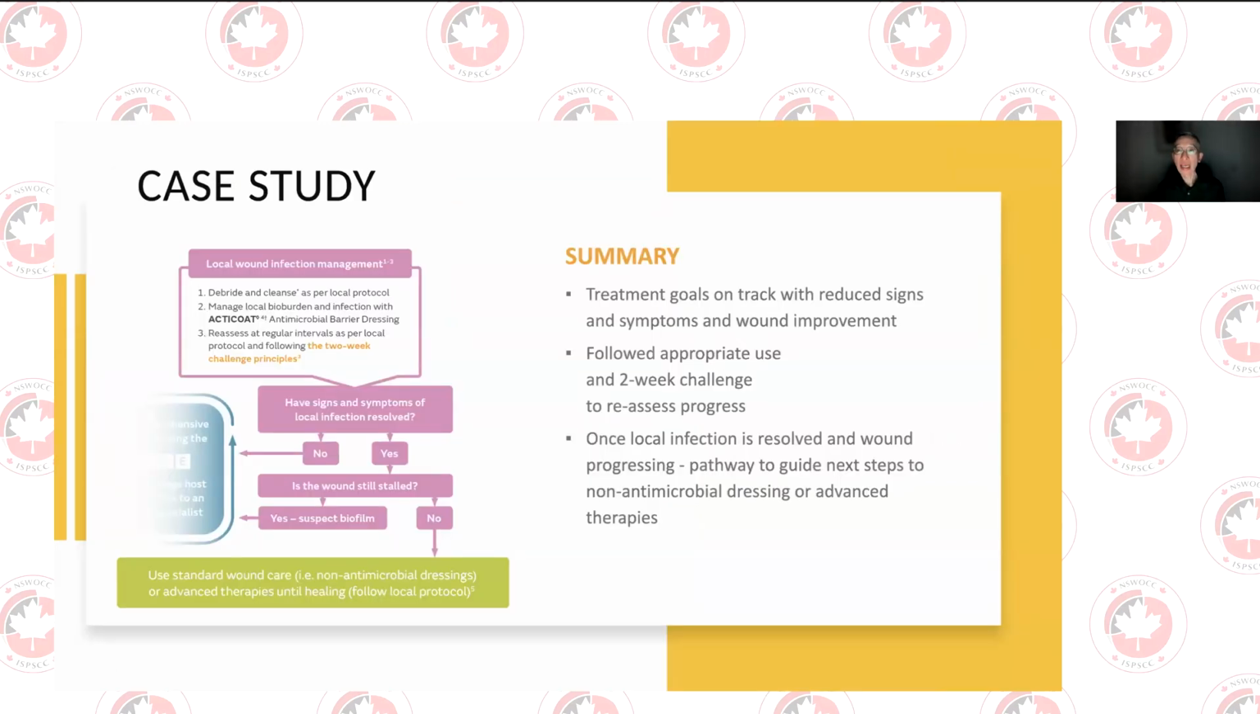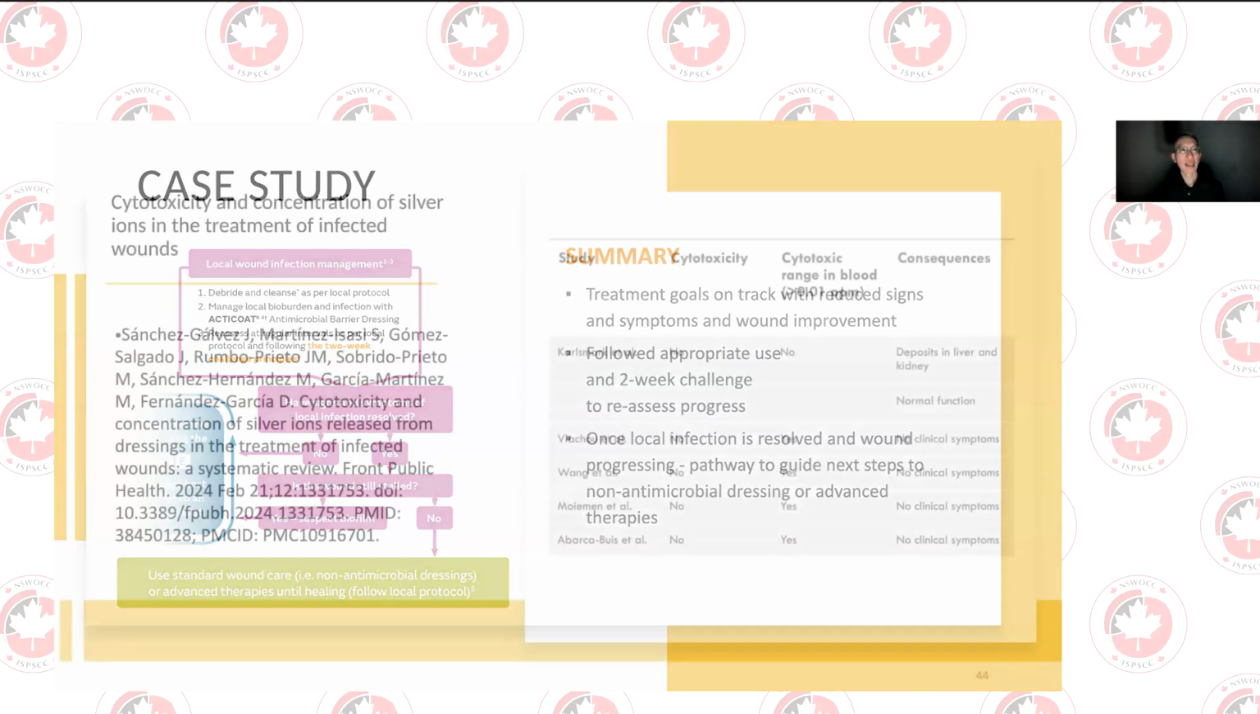So in my summary for these few different scenarios, it's really about selecting the right agent. There's a need for using silver, particularly for high-risk individuals, for deep wound infection, particularly for a lot of bacterial burden, for very stubborn types of bacteria.